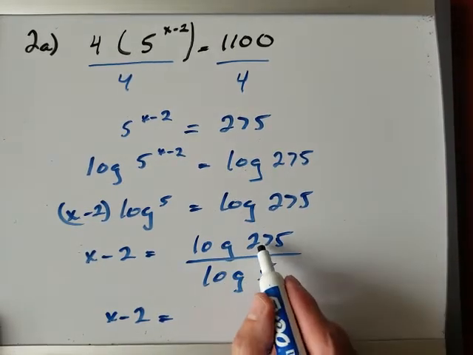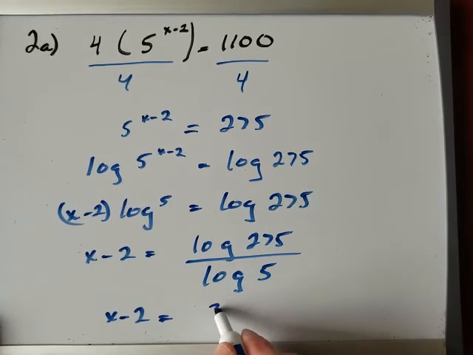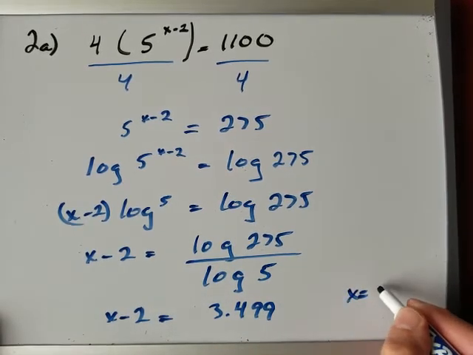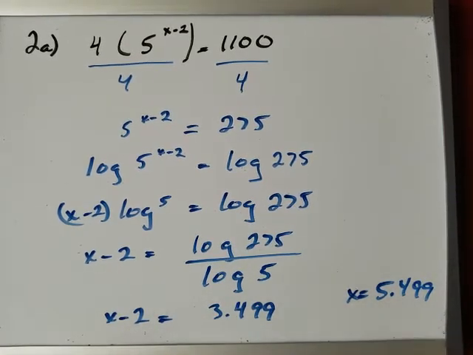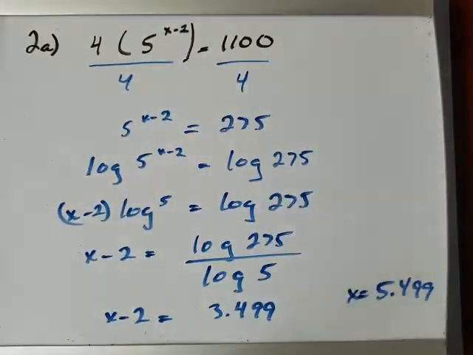If we type in log 275 divided by log 5, it comes out to be 3.499. And then our final step is just to add the 2 over. So our final answer would be 5.499 when we add the 2 over, and we've just done it. If we go back to the original equation, 5.499 can be put in, and this would be an equality.